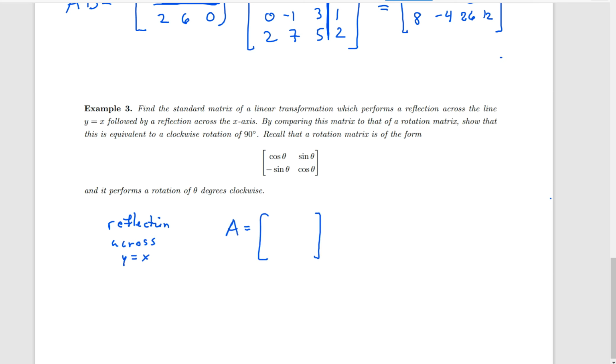Now, before you start doing this, I'll remind you, in order to figure out what the columns of that matrix are, the columns are very easy to find. You just need to find where i is sent and where j is sent, so T of i and T of j. So maybe draw this. This is the XY plane, or R2, right? We're in R2, and draw the line y equals x.